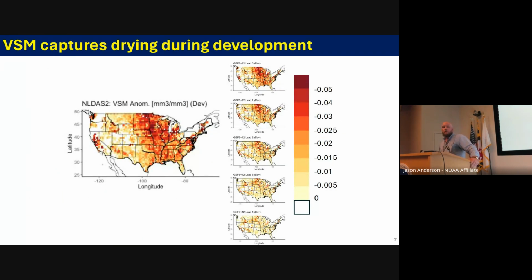So now we're going to switch gears to volumetric soil moisture. Volumetric soil moisture is kind of an integrator of the atmosphere, so it responds to both the temperature and precip. This is the mean anomaly during the flash drought development, and this is the mean anomaly for GEOS V12 week 1, 2, 3, 4, and 5.